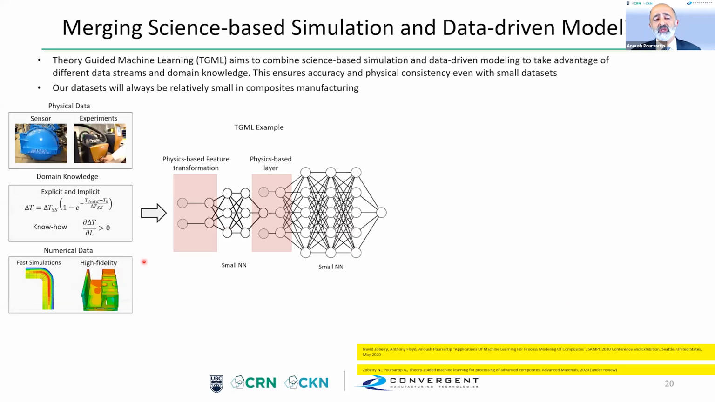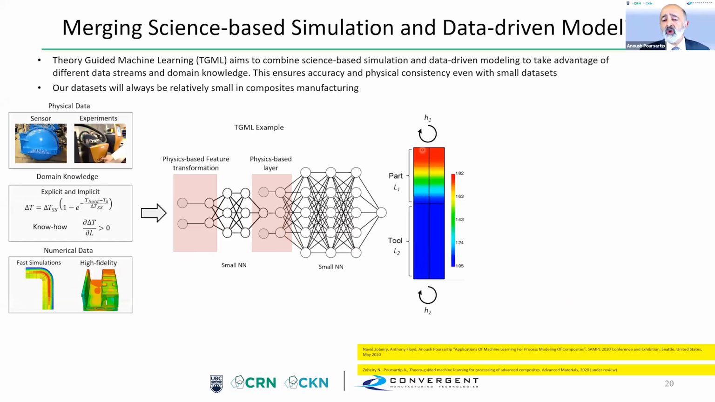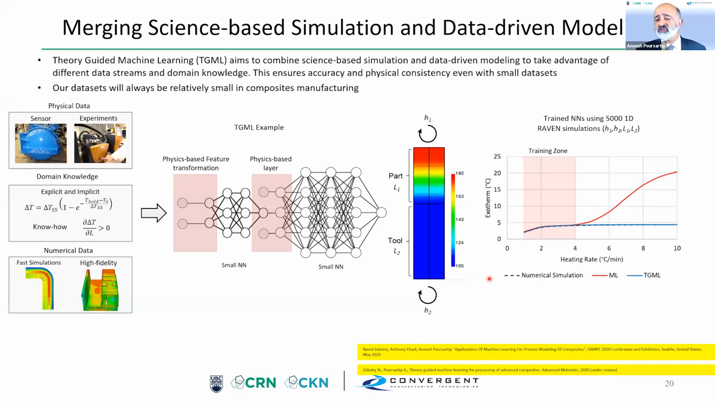data. How can we use that to inform the feature transformation and actually the structure of the layers of the neural net? So let me give you a simple example. Again, I'm going to do a 1D drill. I'm going to have a tool. I'm going to have a part. I have as variables my part thickness, my tool thickness, and my heat transfer coefficients. And I'm going to use as my ground truth the numerical data.